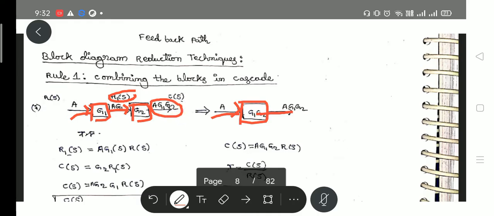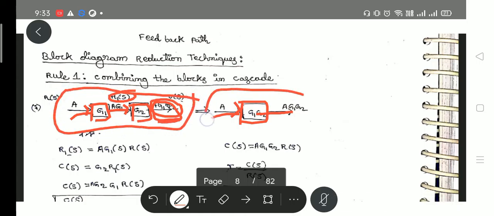Here we are multiplying all the blocks. Here cascaded connection. From this, the output transfer function C of S by R of S is equal to A into G1 G2. This is the transfer function of this system, or this system also. This is the cascaded connection.